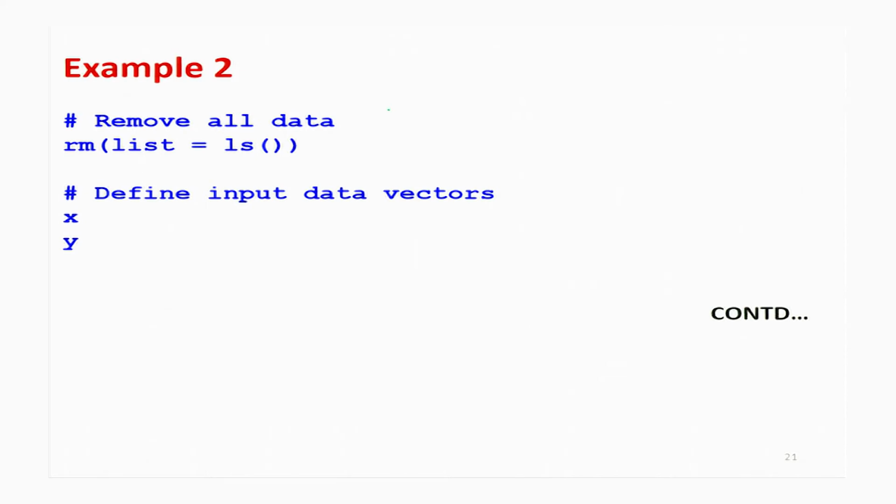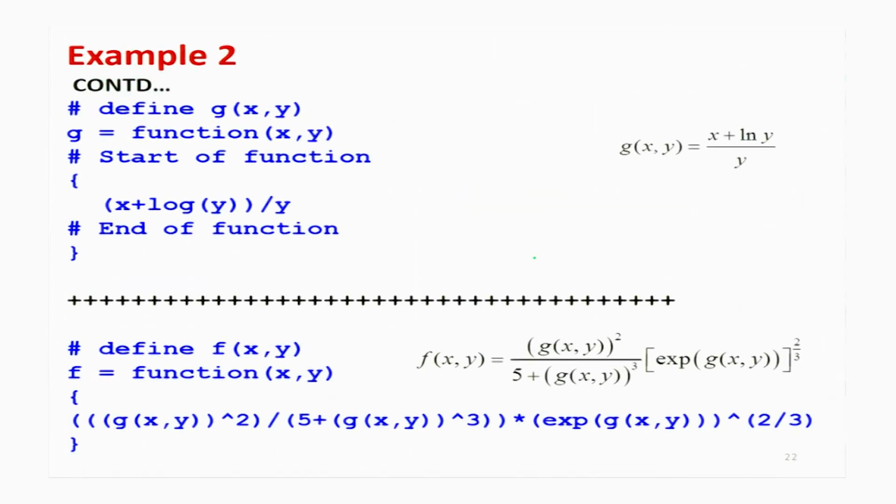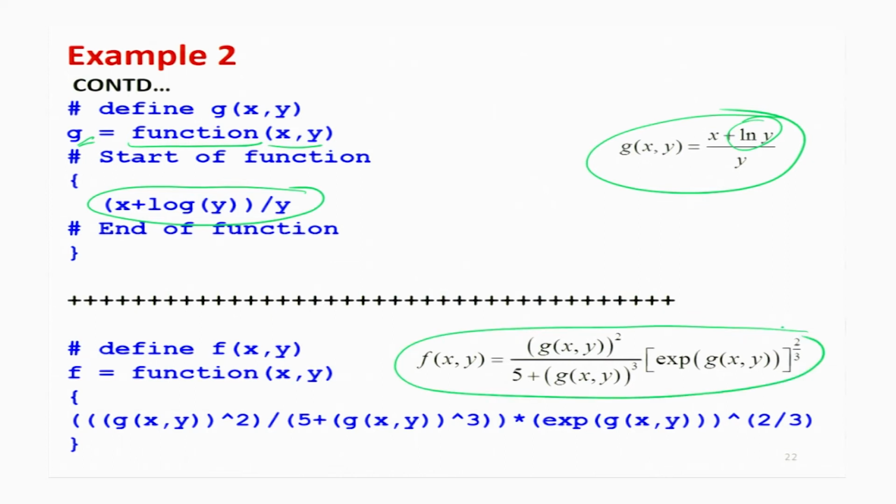So as usual, I will remove all the data, and then define the input variables. That is the first step. Now in the second step, I simply define g(x,y) and f(x,y). So you see this g(x,y) is like this, and writing down this function is very simple. Define g as a function, and within parenthesis x, y, it is simply x plus log y divided by y. You already have learned how to define the natural log, and that will complete your function.